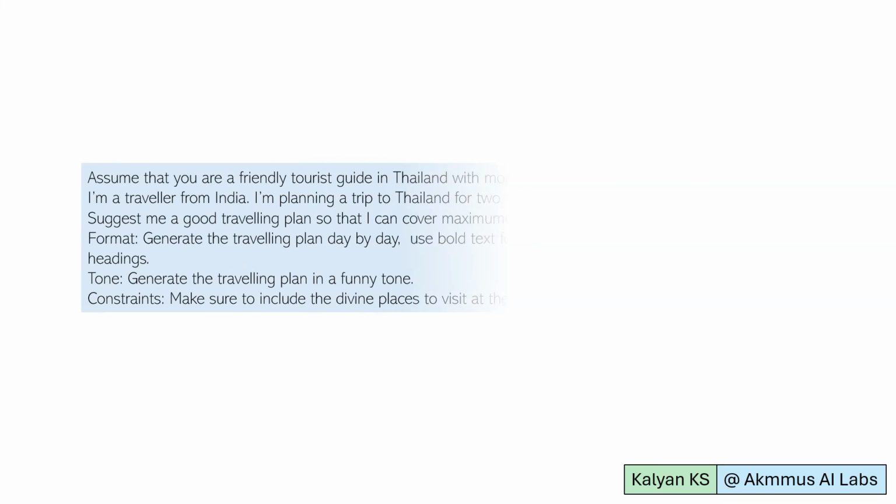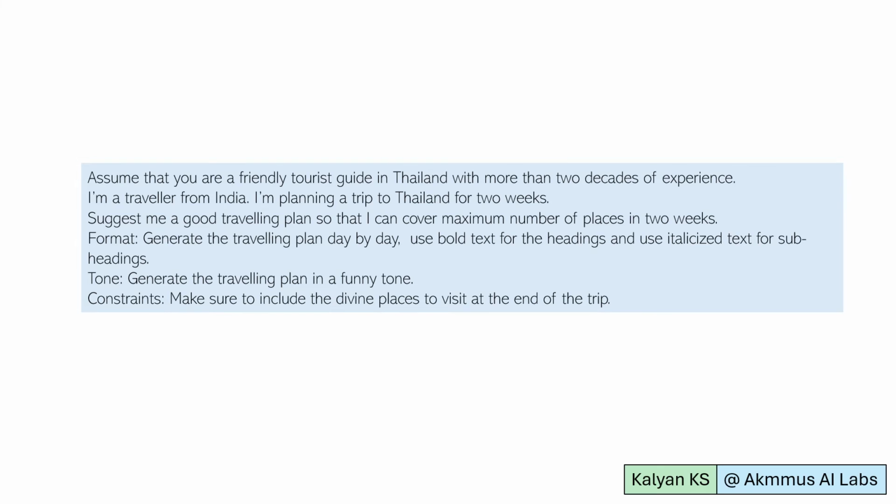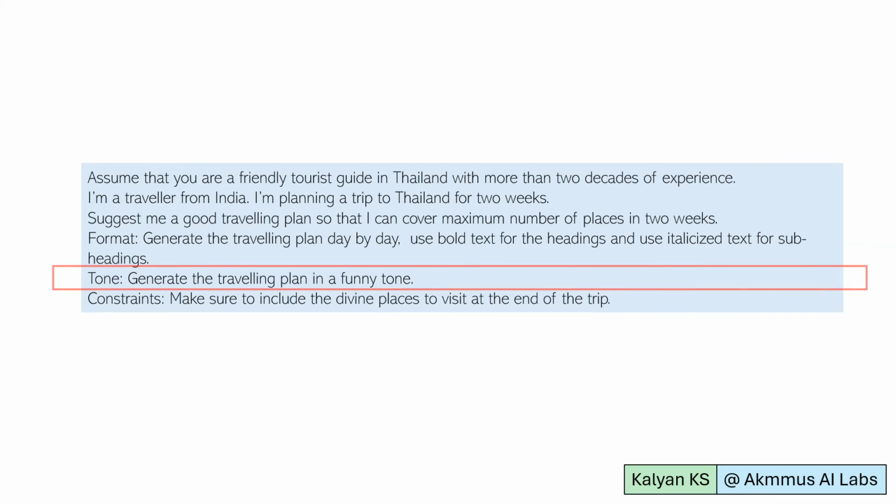Consider the prompt. Here the prompt asks the chatbot to generate a traveling plan to Thailand. If you observe, the tone element asks the chatbot to generate the traveling plan in a funny tone. Here the tone element explicitly specifies the tone using the adverb funny. In this way, you can craft the tone element.